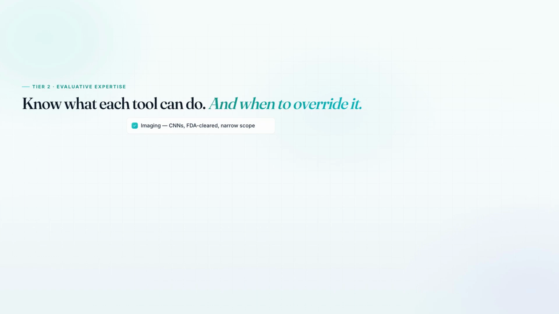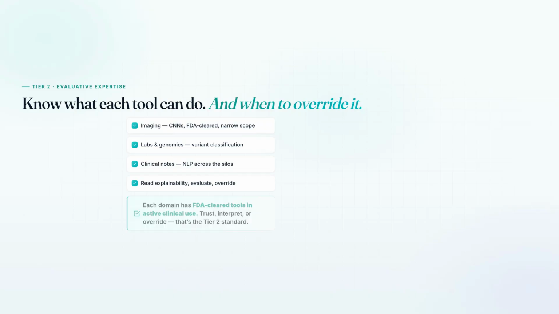AI in diagnosis spans imaging, labs, genomics, and clinical documentation. Each domain has FDA-cleared tools in active clinical use. Your job is to understand what each tool can and cannot do, how to interpret its outputs, and when to trust versus override its recommendations. That's the evaluative expertise the AMA's Tier 2 framework requires.